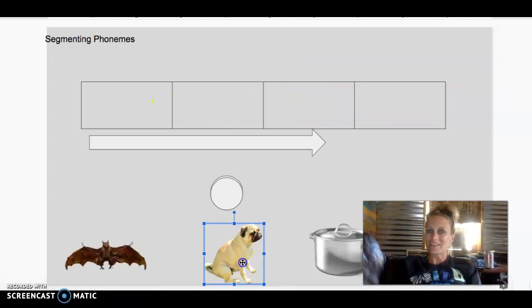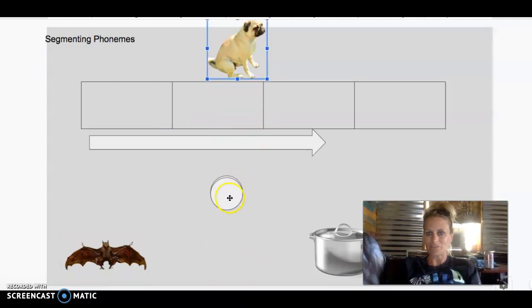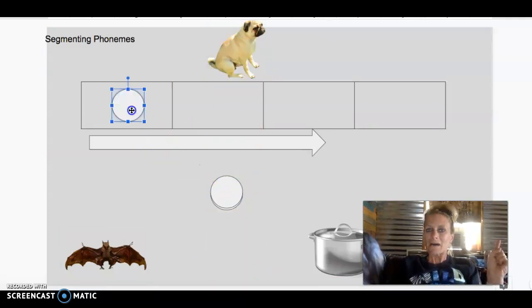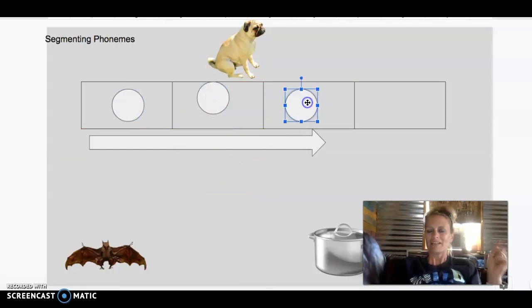Let's do the next one. This is a pug. Are you ready for each individual sound? Let's do them together. P, A, G. How many sounds are in that word? P, A, G. Pug. There are 3 sounds in the word pug.